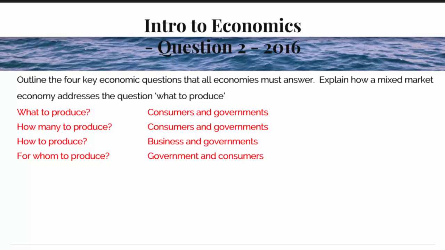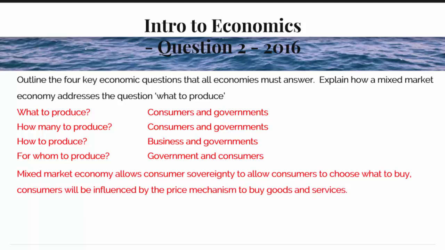How many to produce? Again, that's determined by consumers and governments. How to do it? That essentially is left up to businesses, but governments do intervene. And lastly, for whom shall all this production of goods and services be directed? The governments and consumers are the prime people in this decision. Now, the mixed market economy allows consumer sovereignty, to allow consumers to choose what they buy, and obviously they will be influenced by the price mechanism in terms of demand and supply and how the price will fluctuate.